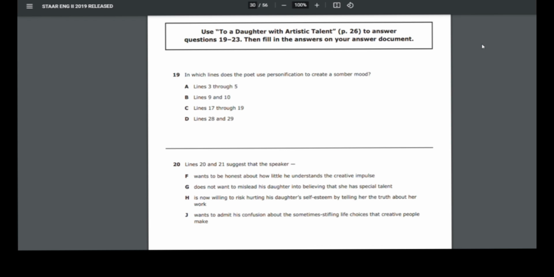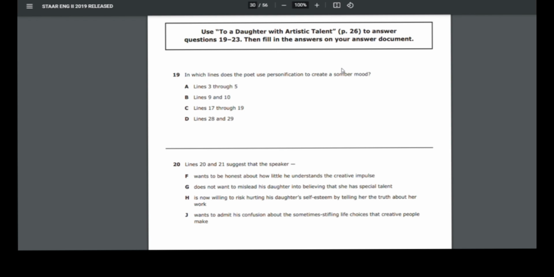So what we're going to do now is focus on questions 19 through 23, and they're based on the first poem that was given to a daughter with artistic talent. So if we look at 19, what they're looking for is personification in a somber mood. Once again, this is a dictionary question in the sense that they need to look up somber, find out what that definition is, blackout this word, and write the correct word on top. So in which lines does the poet use personification to create a sad mood?